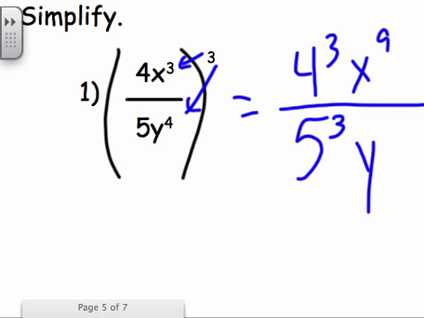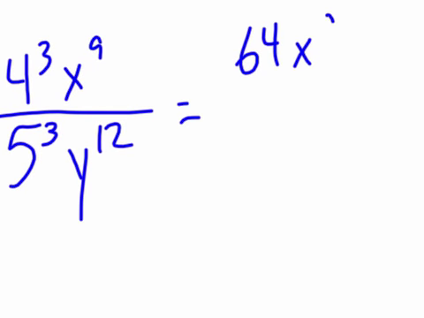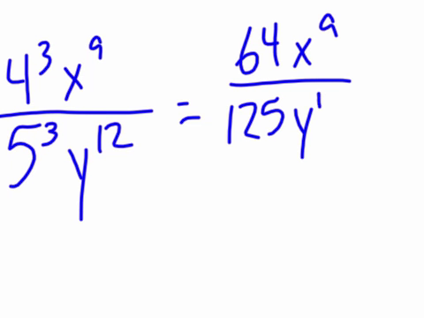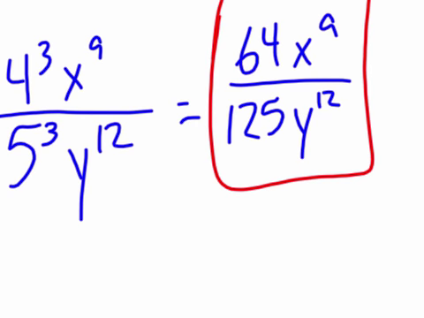So 4 times 3 gives us 12. And I should probably simplify my 4 to the third and 5 to the third. So I get 64x to the 9th over 125, y to the 12th. And if I could simplify my 64 and 125, I would, but I don't believe a number goes into both of those. So that would be my simplified form.